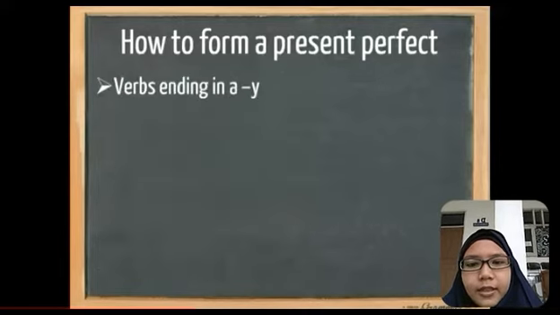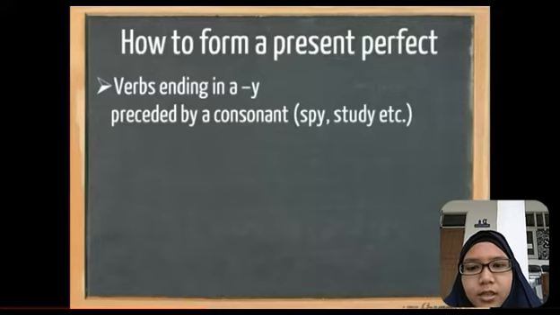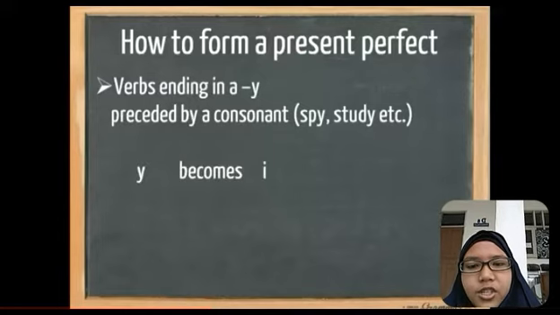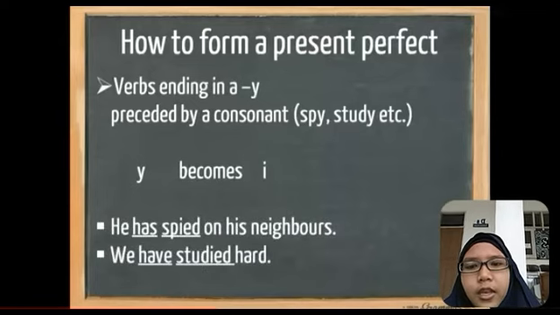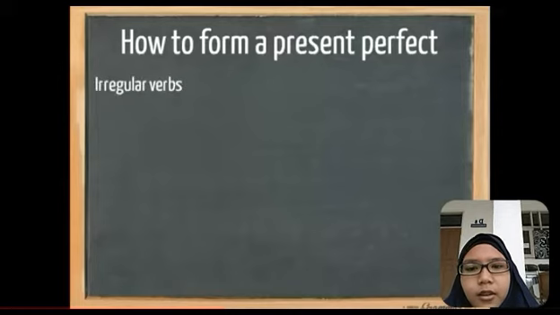We also need to pay attention to verbs that end in a y, especially those preceded by consonants such as spy and study, because we change the y into an i. For example, he has spied on his neighbors. We have studied hard. Now let's have a look at the irregular verbs.